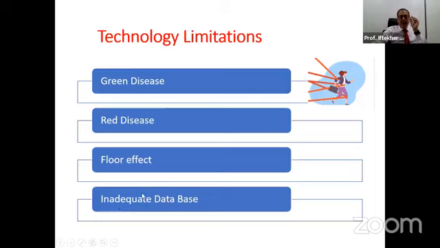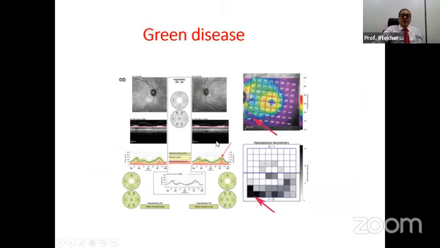In the integrated database, we know the database consists of patients from 18 to 80 years. So for patients who are less than 18 years and patients who are more than 80 years of age, the computer cannot compare with the database for the patient's age. These are the limitations of the OCT.